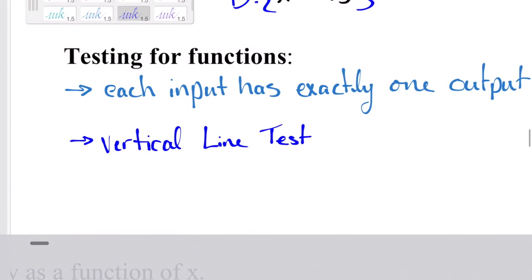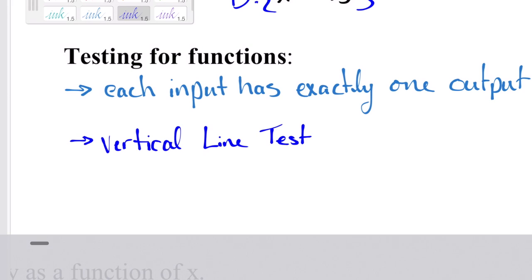When we're testing functions, today we're going to be focused mostly on each input has exactly one output. So for every x I put in, there's only one y value that it would go to. So if we have multiple x values going into the same y value, then we may have some issues. Or multiple y values coming out of the same x value, we may have some issues.